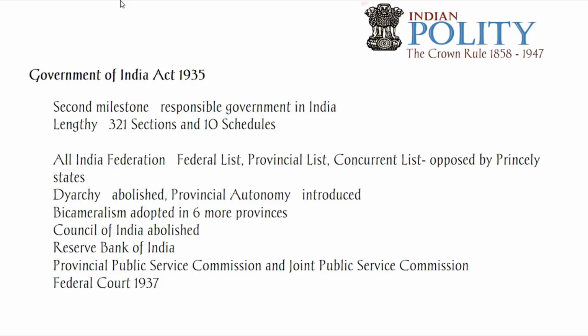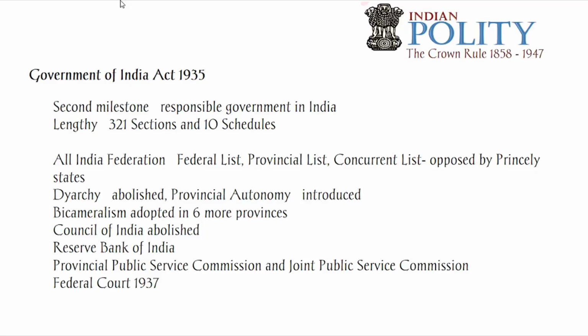It abolished the diarchy and introduced provincial autonomy. The provinces were to act autonomously in their defined spheres. This brought responsible government in the provinces. However, it was discontinued in 1939. Diarchy was adopted at the centre, but it did not come into operation at all.